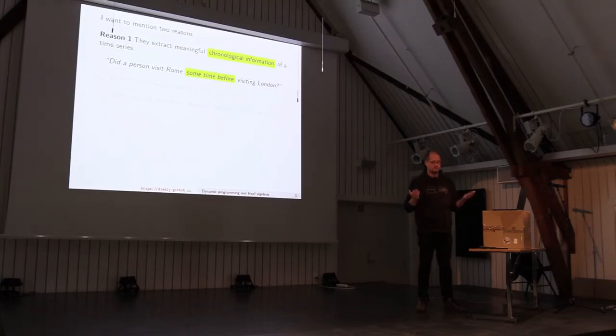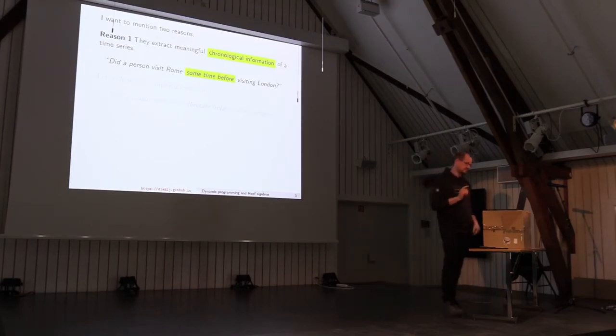Chronological information is something like the following. I give you an itinerary of a person flying from city to city, and I ask, was this person in Rome, and then sometime after in London? That's a chronological question. Something happened, and then something else happened sometime after. And these iterated sums are very good at capturing this kind of information. And I want to demonstrate this.